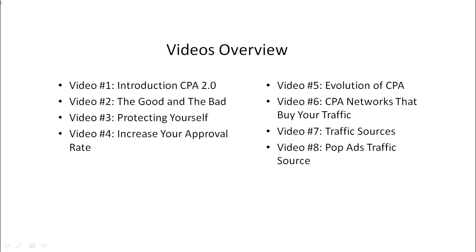And of course, video number 5, we'll talk about the evolution of CPA. Video number 6, we'll talk about CPA networks that buy your traffic. So number 6 is kind of a bonus in terms of monetization. And video number 7, we'll talk about traffic sources. Video number 8, we'll talk about the pop ads traffic source.